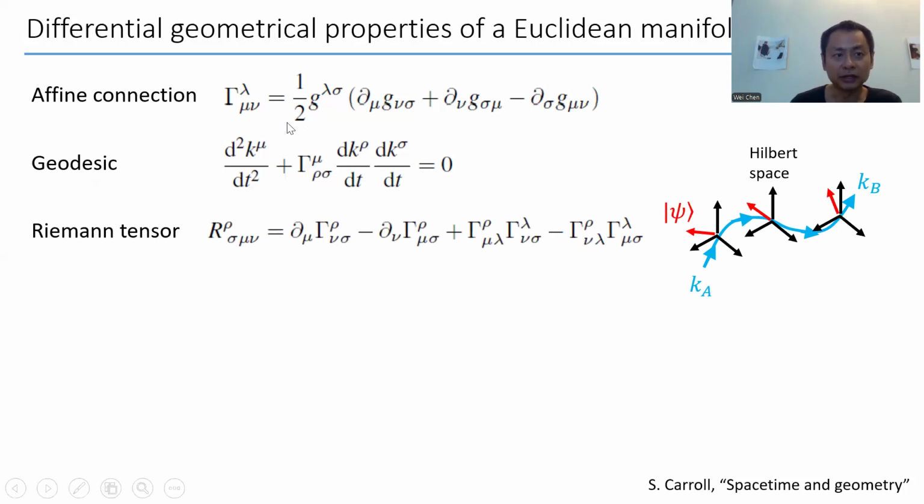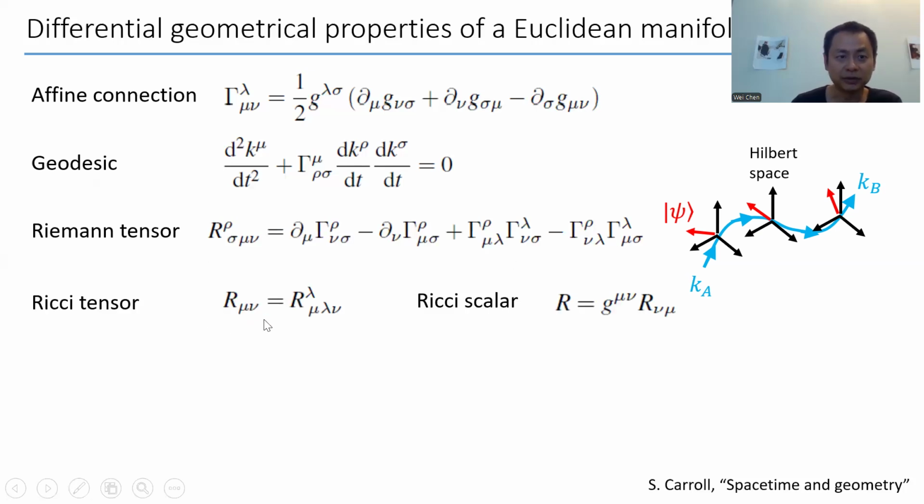Okay, and then from this affine connection, you can also construct the Riemann tensor that is given by its derivative and also the combination of itself in such a way. And then from this Riemann tensor, you define the Ricci tensor by contraction, and also multiplying the inverse of the metric, then you can get the Ricci scalar, which essentially characterizes the curvature of your d-dimensional manifold, your d-dimensional Brillouin zone.